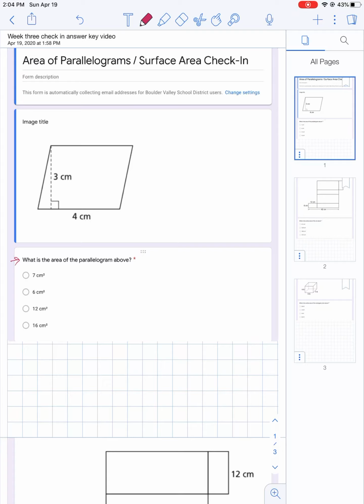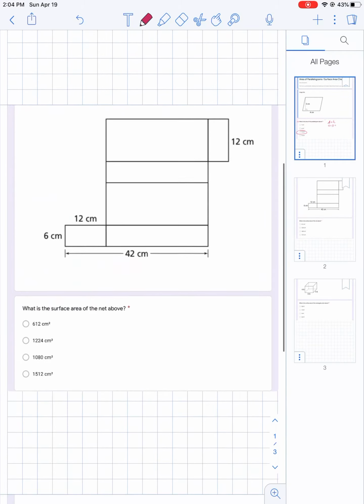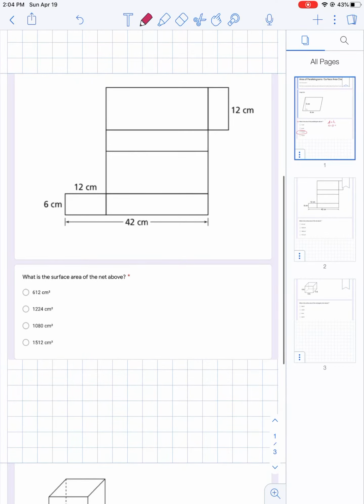So the first question here is, what is the area of the parallelogram above? Again, we find the area of a parallelogram by doing base times height. So 4 times 3 is 12. So that is our answer, 12 square centimeters, right? Because we're talking area, we square it, and our unit was centimeters.